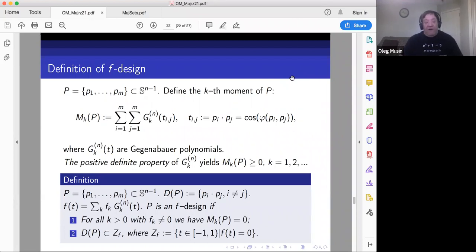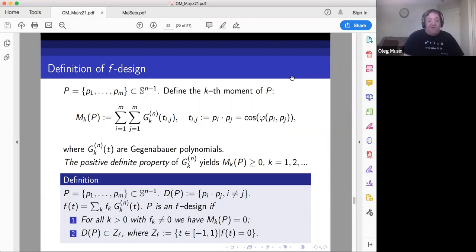Both properties are considered. Like the first one, it is the famous T design, and a T design is considered in this case for all moments from 1 till T being zeros, right? Also just one moment is sometimes considered, not necessarily all of them. This is a famous object already, from 40-something years, starting from the beginning of the 70s.